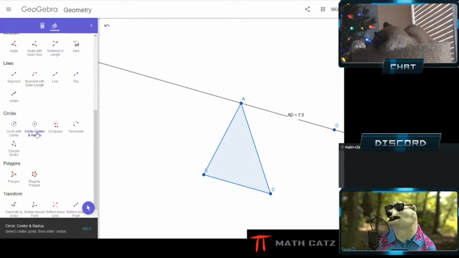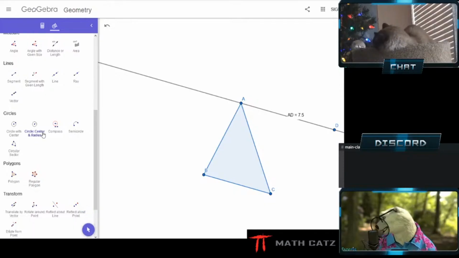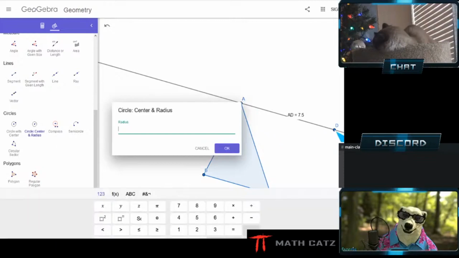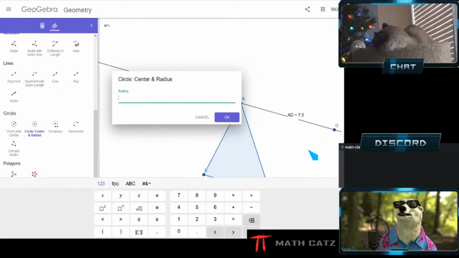Because I'm sort of restricted to my tools here, right? I don't have a ruler tool. I have a straight line tool and I have a compass. So I'm going to pick my center point, D. It's then going to ask me, what do you want the radius of your circle to be? I want it to be 12.75.